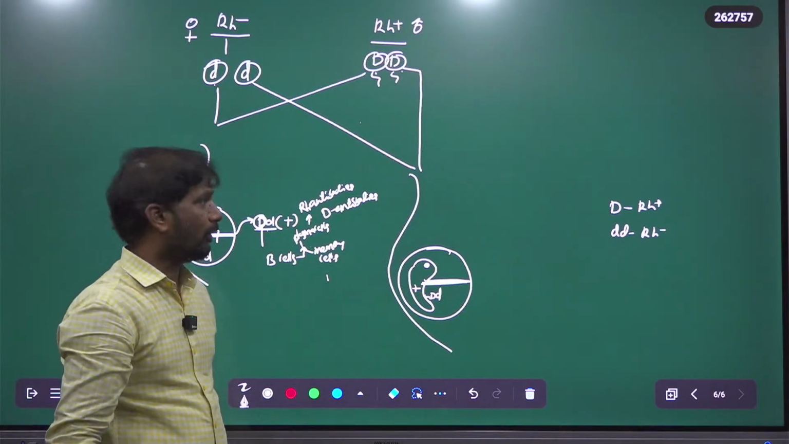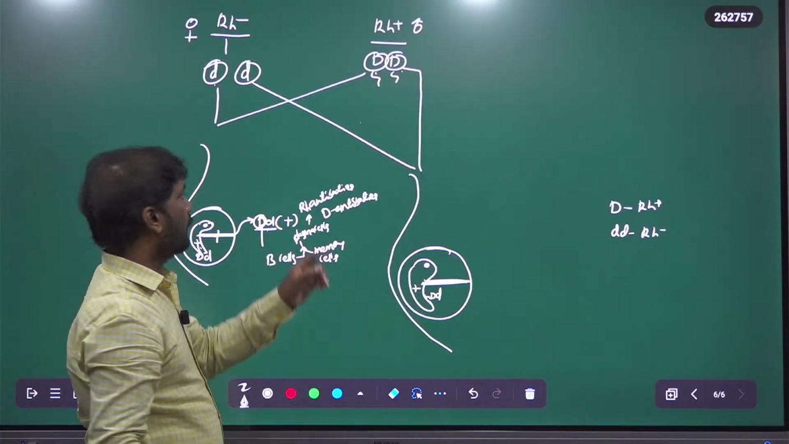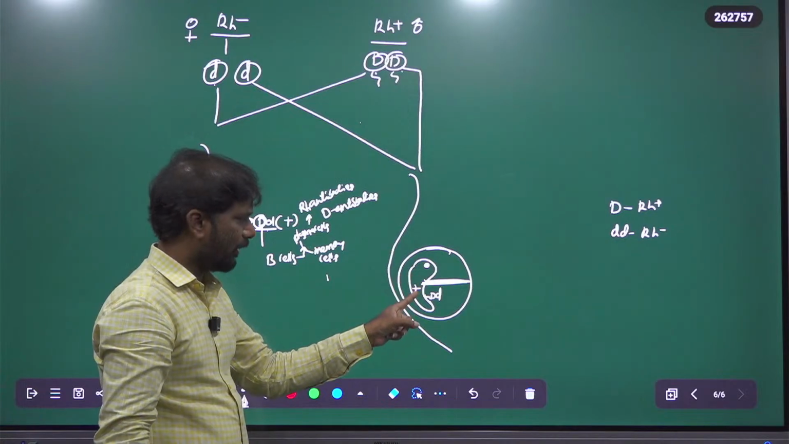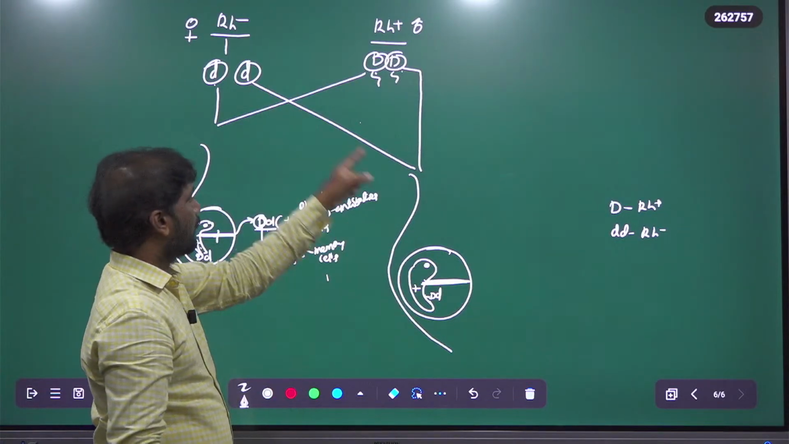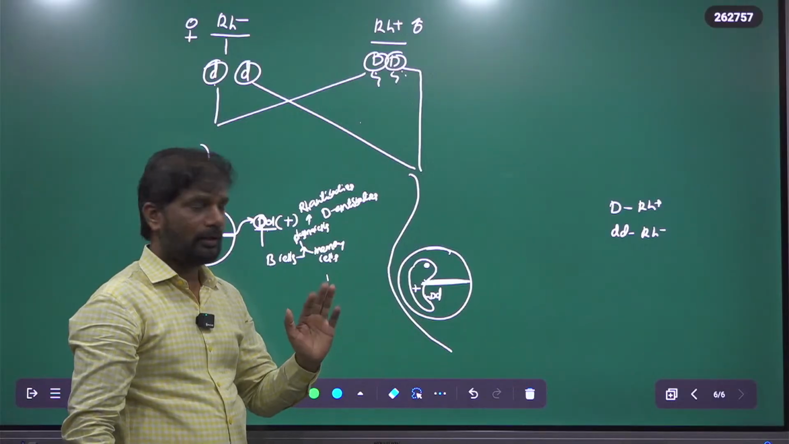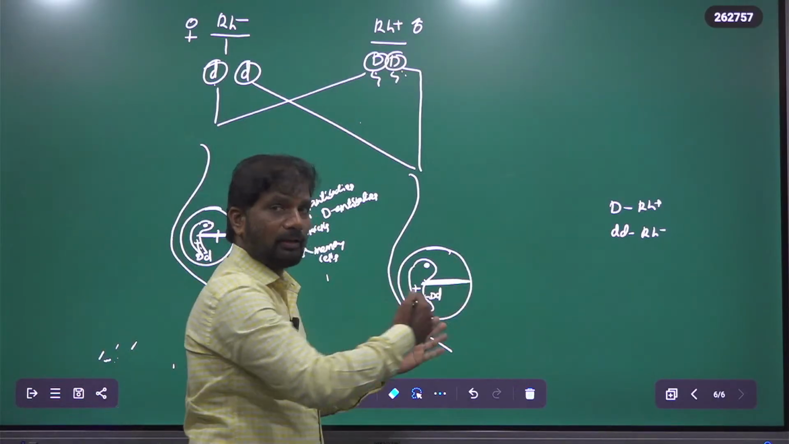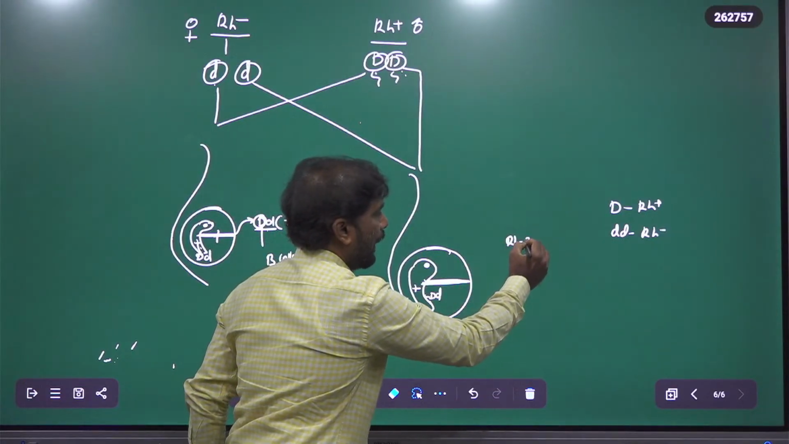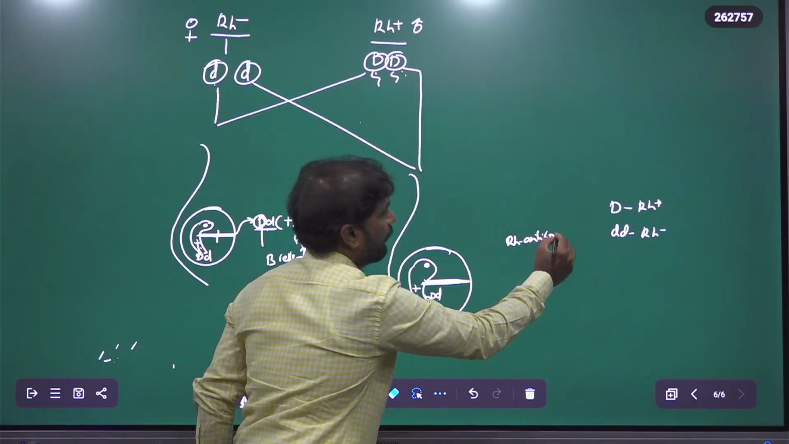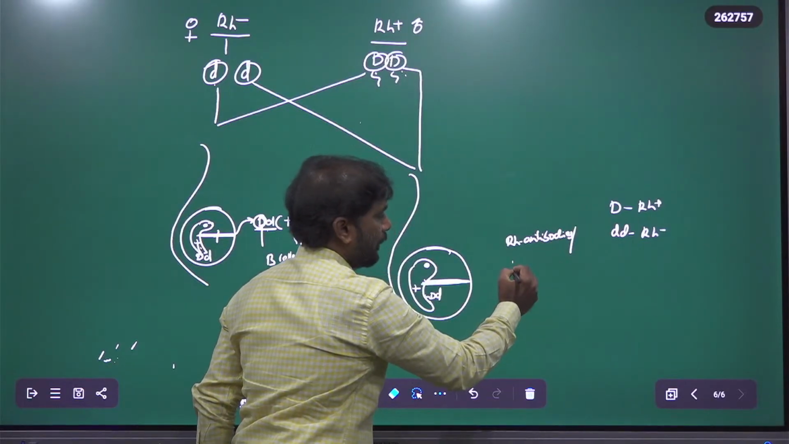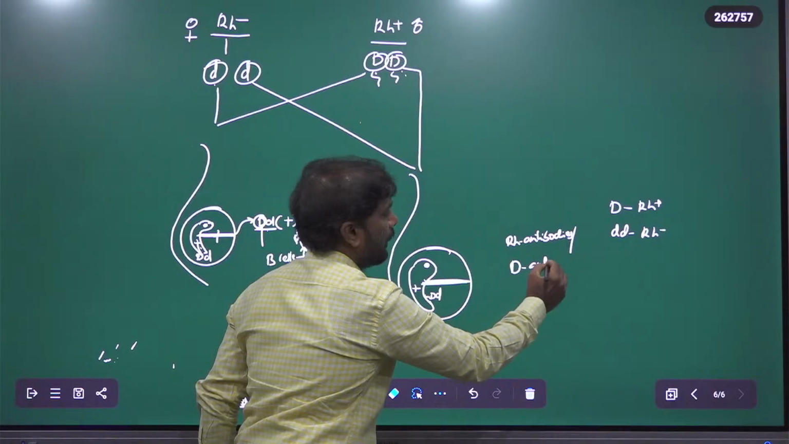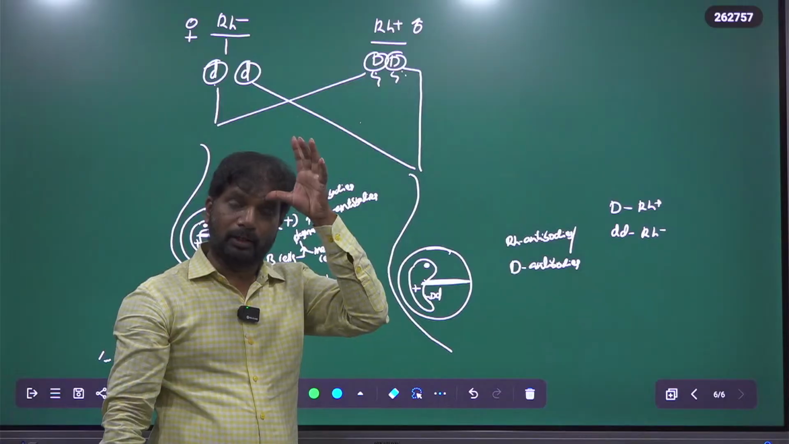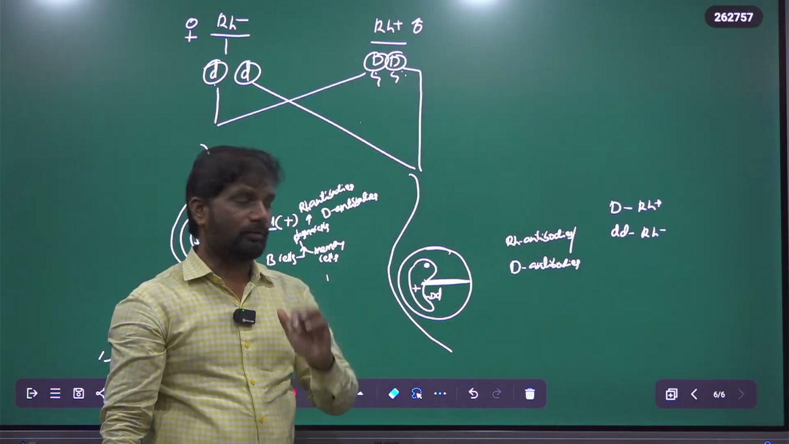At the second pregnancy, in the mother's uterus, the positive fetus is formed under this condition. Already, what has developed in the mother's blood circulation? Rh antibodies, or you can say D antibodies, have developed.